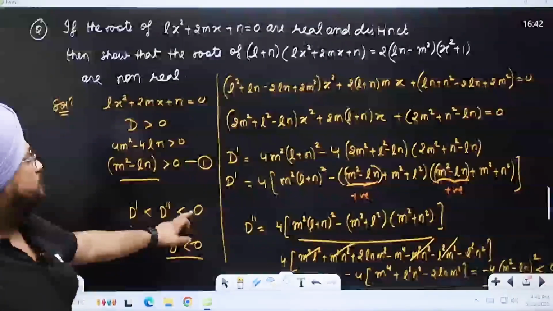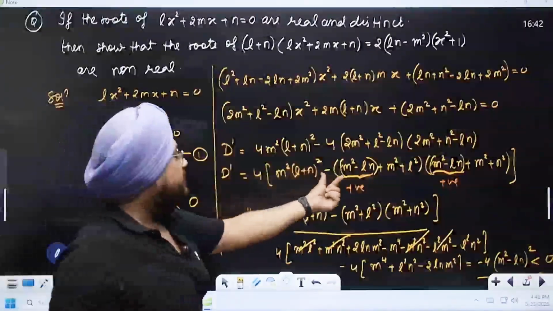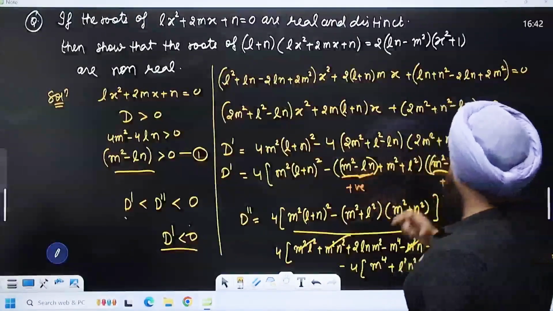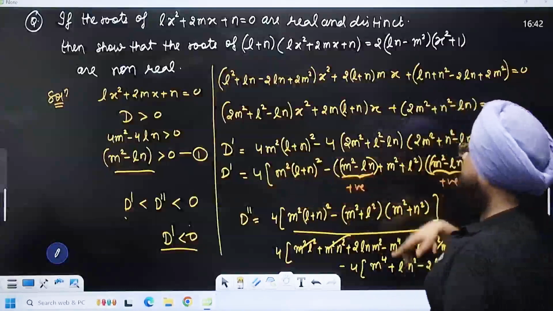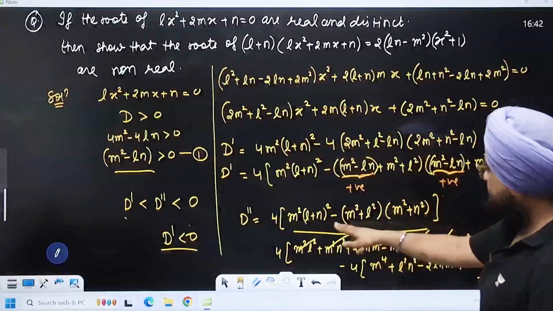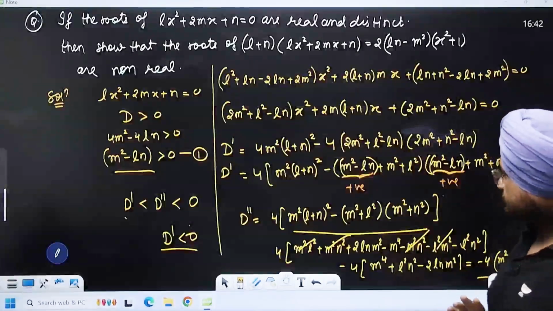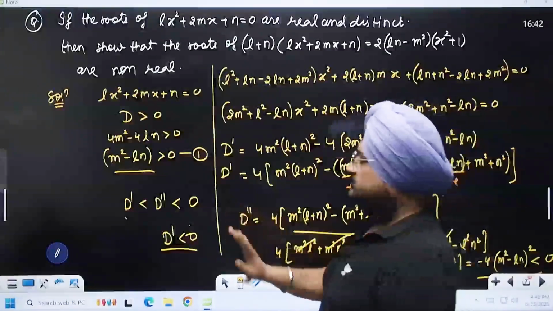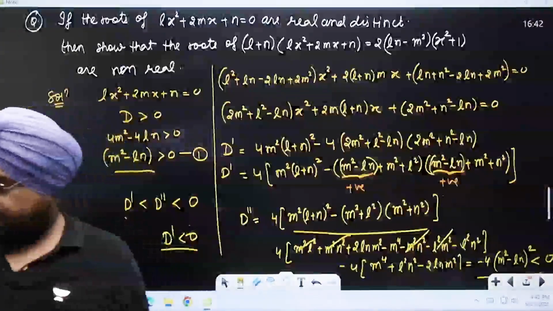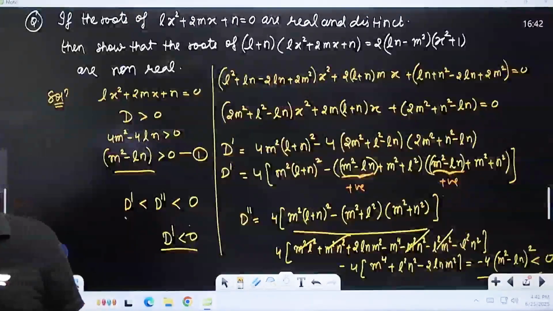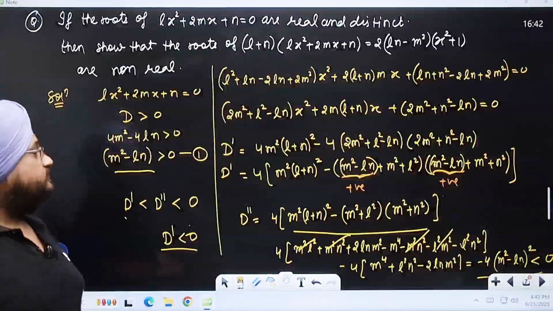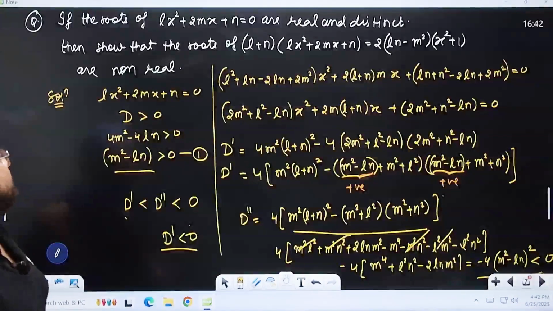So this was also a very good problem. From the discriminant we have omitted this term, and if we omit this term, then this complete expression will be less than this expression, and this expression is less than 0. So the discriminant will be less than 0 and the roots will be non-real. Okay.